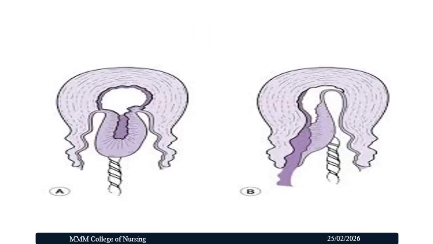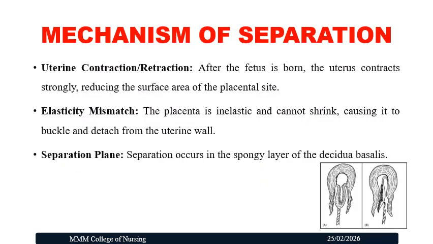This is an image of placental separation. One is Schultze method, another one is Duncan-Matthews method. The mechanism of separation mainly focuses on three aspects: uterine contraction and retraction, elasticity and separation plane.